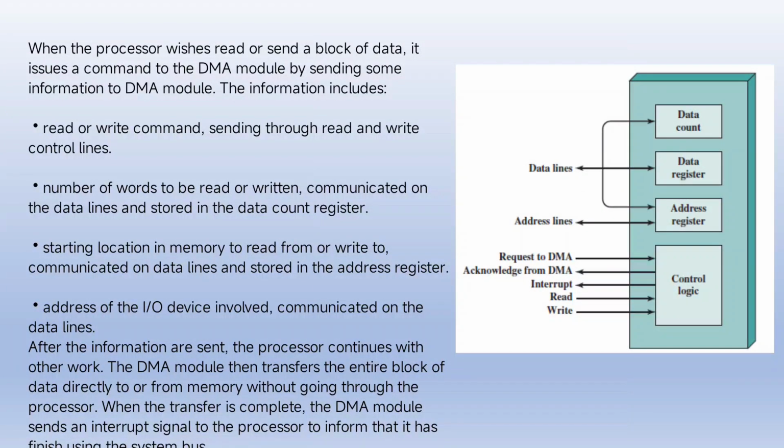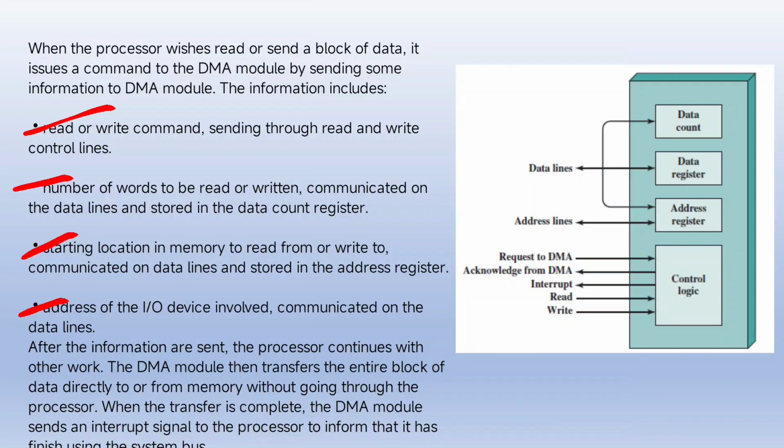Now, when the processor needs to read or send a block of data, it sends some commands to the DMA module. Following are the commands which the processor sends. First is the read or write command, sent through read-write control lines. Then the number of words to be read or written, communicated on the data lines and stored in the data count register. Then the starting location in memory to read from or write to, communicated on data lines and stored in the address register. Then the address of the I/O device involved, communicated on the data lines.